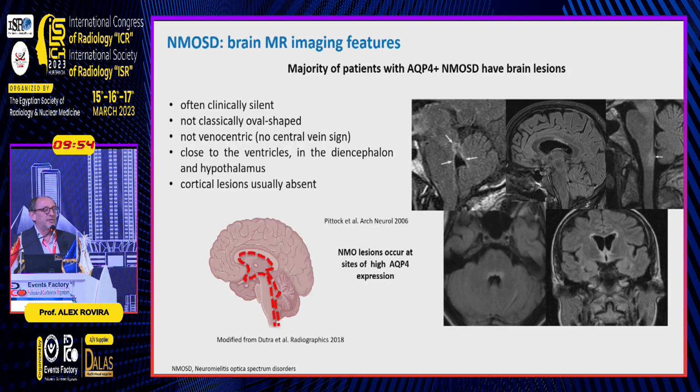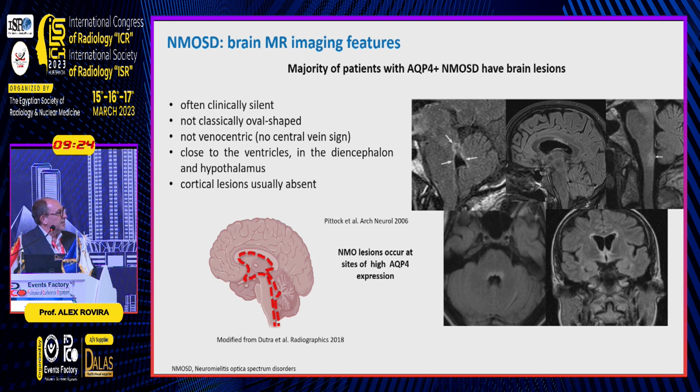What about the topography of the lesions, the presence of lesions in aquaporin 4? Initially, it was thought that the brain was spared in this condition. This is not true. The majority of patients with this condition will show brain lesions. And where are these lesions located? Well, in those areas of the central nervous system in which there is a higher expression of the aquaporin 4 channel. And this is a nice cartoon from this paper.